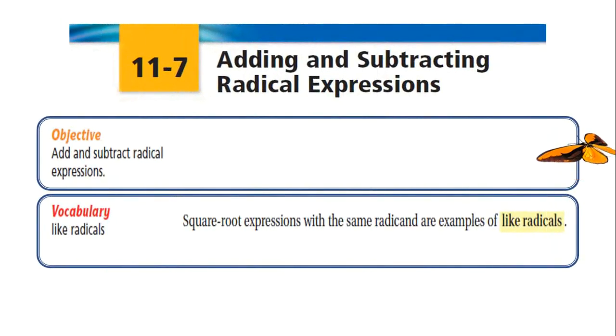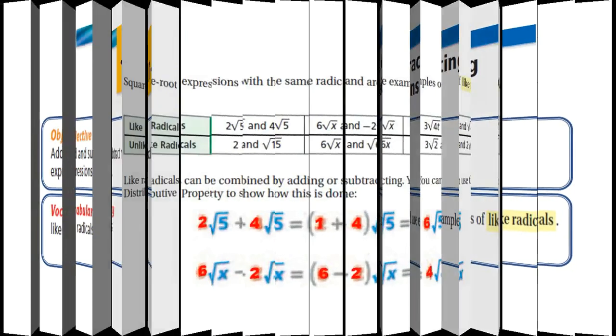Today, our lesson is adding and subtracting radical expressions. To add and subtract any radical expression, we have many ideas in this lesson, and we have one vocabulary term, which is like radicals. Like radicals are square root expressions with the same radicand. The radicand is the number or the variable which is under the square root, or under the radical. It means that we must have similar radicals, like the following.